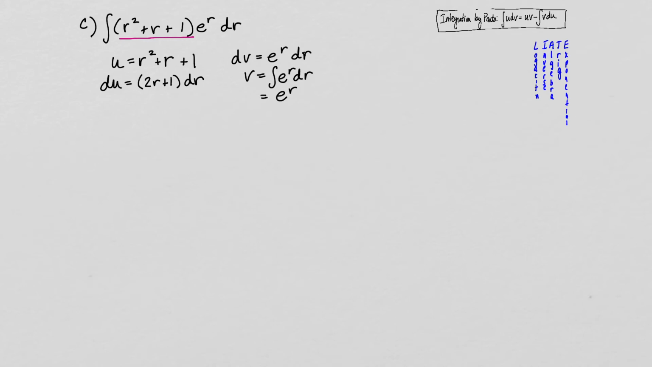And so just like before, I'm going to plug into my formula, and I'm going to do it underneath this time. So this is going to be equal to, remember the formula, it's uv minus the integral of v du. So it's going to be uv, so r squared plus r plus 1 times v, which is e to the r, minus the integral of v, e to the r, times du, so times 2r plus 1 dr.